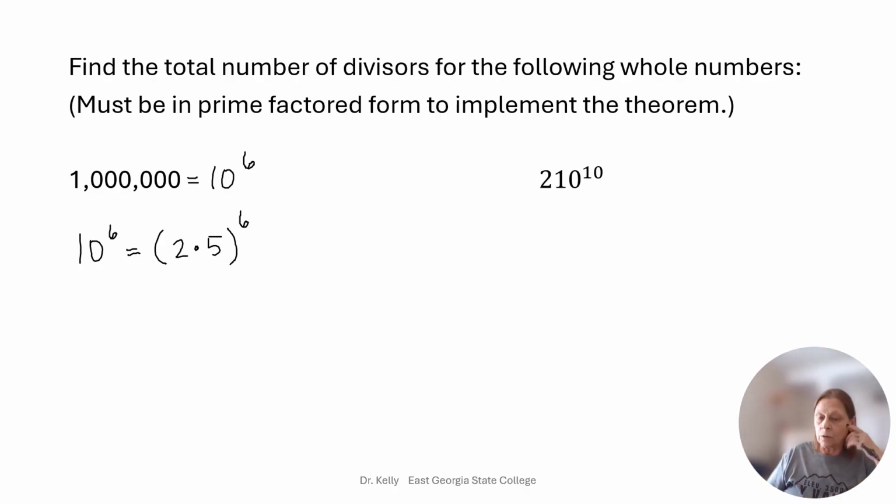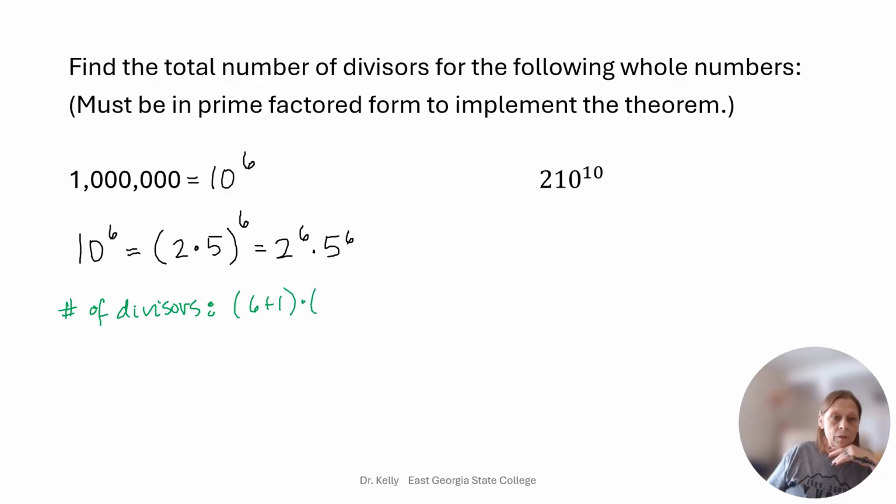Now, I believe we learned in Chapter 3, unless it was in 4.1, that when we have two things multiplied together raised to a power, we can raise each of those things individually to that power. So this is equal to 2 to the 6th times 5 to the 6th. So the number of divisors is equal to 6 plus 1 times 6 plus 1. The first 6 coming from here and the second 6 coming from there. And so that is 7 times 7, which is 49. So there's 49 total divisors.